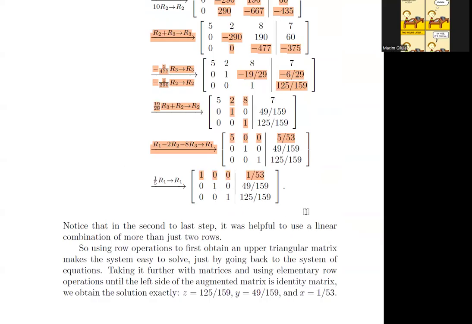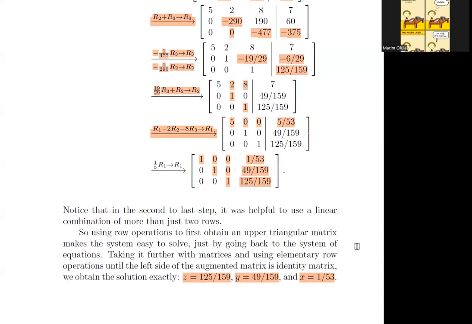We used row operations to obtain an upper triangular matrix, and then we took it further by reducing the matrix to identity matrix, from which we can read off completely all of the solutions. Z is 125 over 159, Y is 49 over 159, and X is 1 over 53. Again, these were just random numbers, not made to work out nicely in any way. Try some examples yourself.